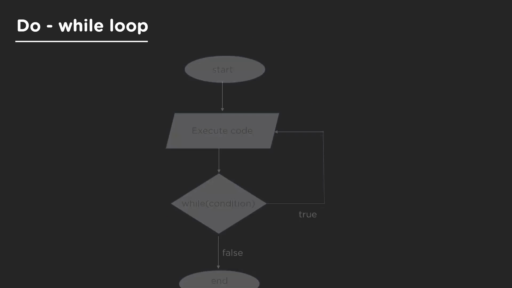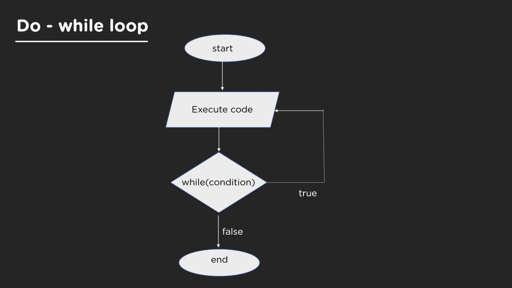Next up is the do while loop. Now here, as you can see, first the code is executed and then the condition is checked. If the condition is true, then the code execution continues, and if it is false, it's terminated. Alright, so this is an exit control loop. Also, in an exit control loop, the code is executed at least once.